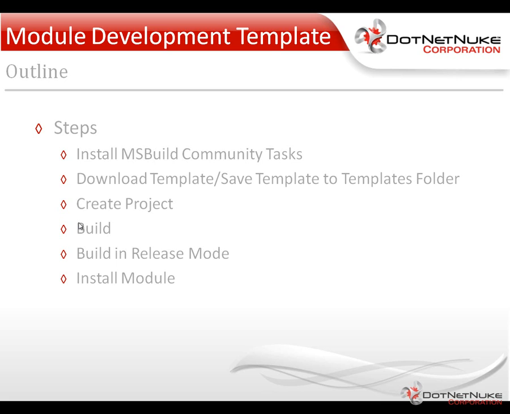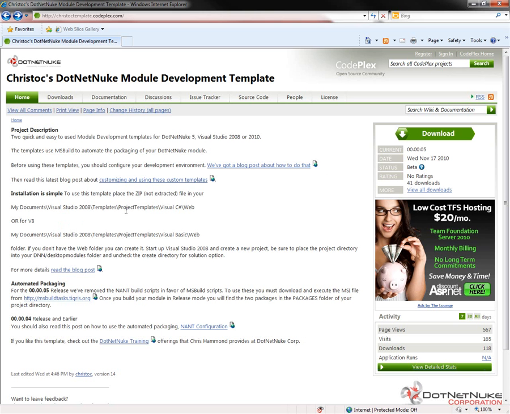And then we're going to go and download the recently released templates, saving them into a specific folder. And then I'll show you how to create a project. We'll do a quick build. We'll build in release mode so that we can package our module, and then we'll install the module on a DotNetNuke website. So I'll go ahead and switch over to Internet Explorer here.